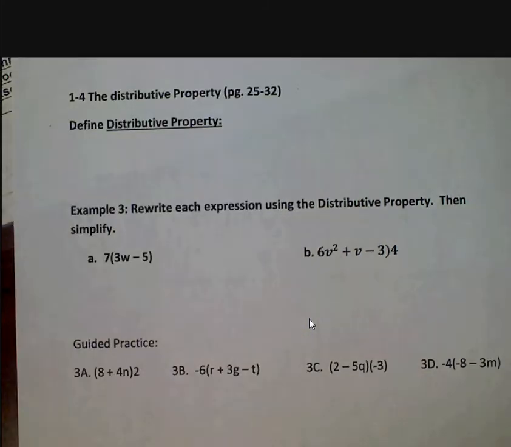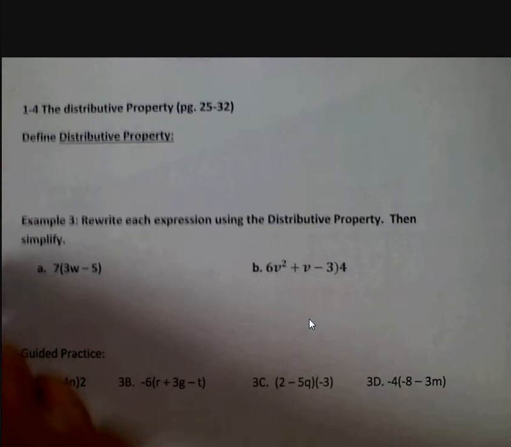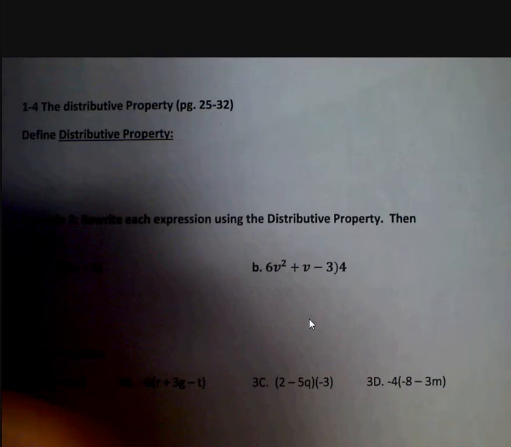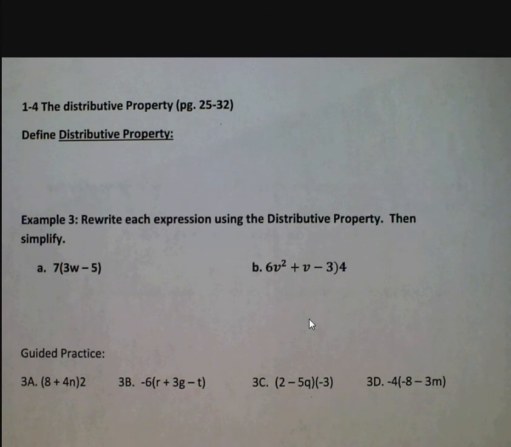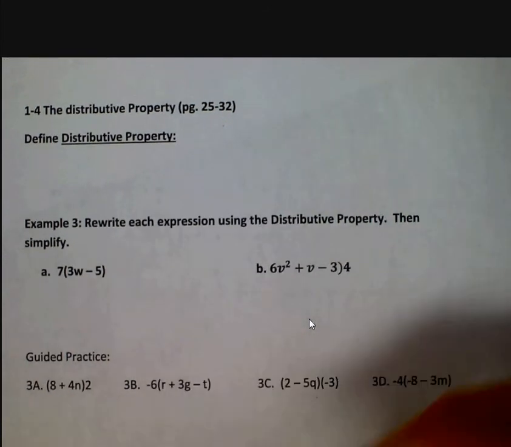Okay. We are on 1-4, the distributive property, found on page 25 and goes through 32. Here's where it is in the book, 1-4, the distributive property. Let's go ahead and define the distributive property.